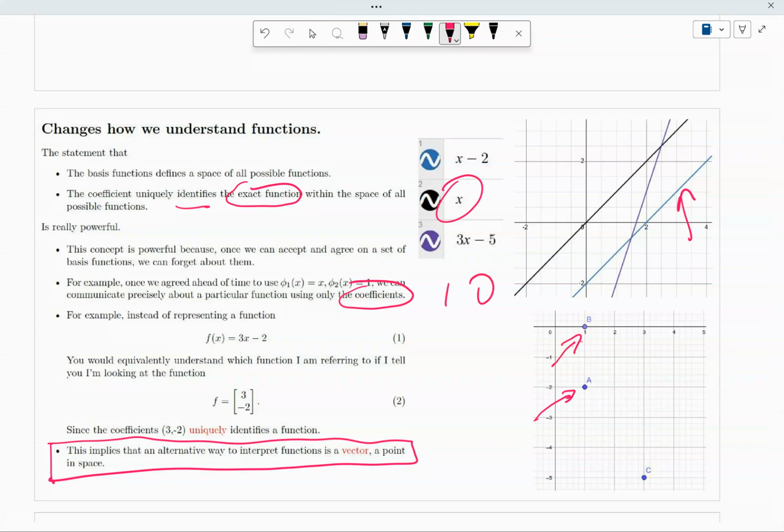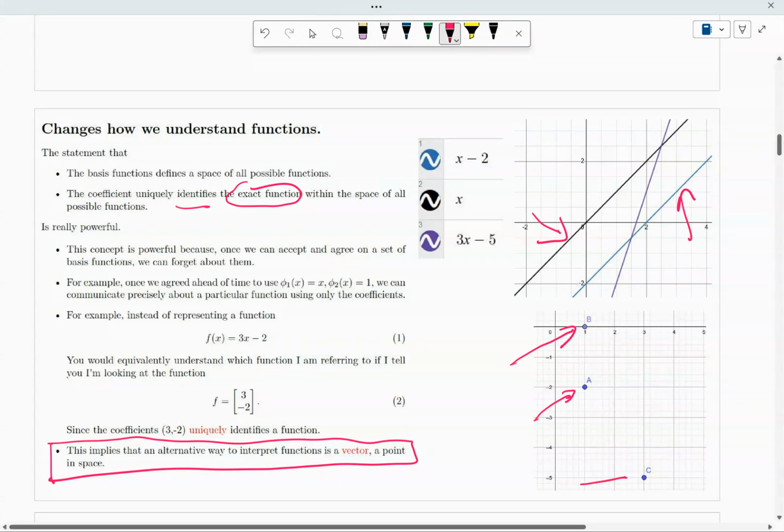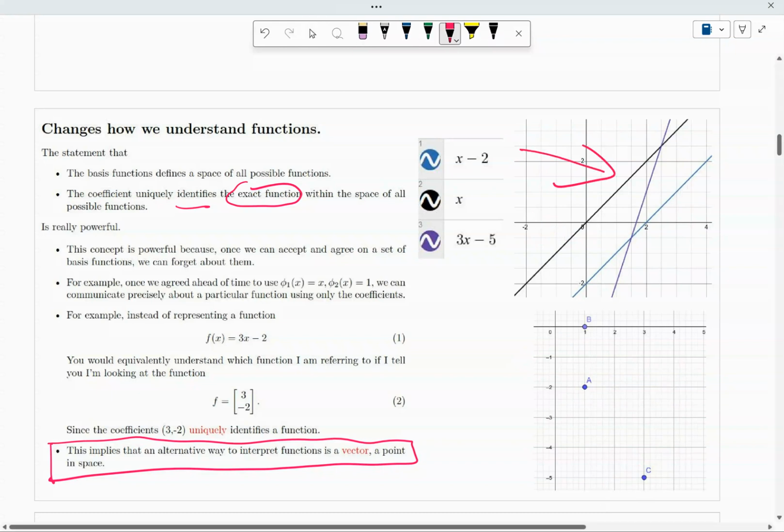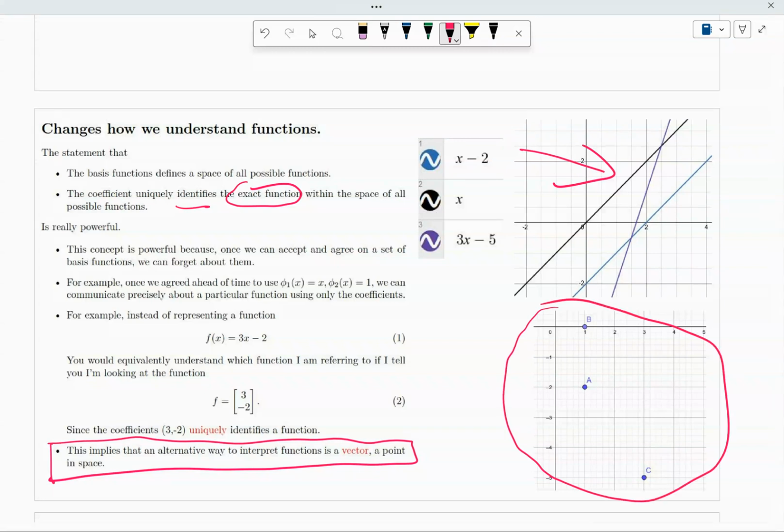So the black line is going to be this point, 1 0. And the purple line is 3 minus 5, which is right here. So this right here is the purple line. So we have three functions of line here, three lines here, and they equivalently can be thought of as three dots in this 2D space.